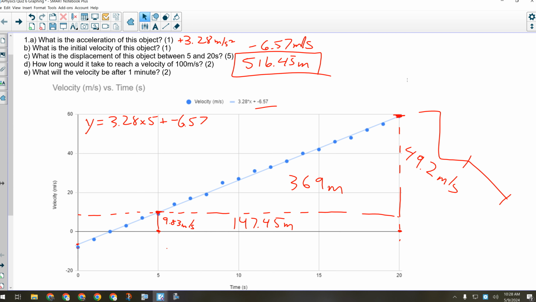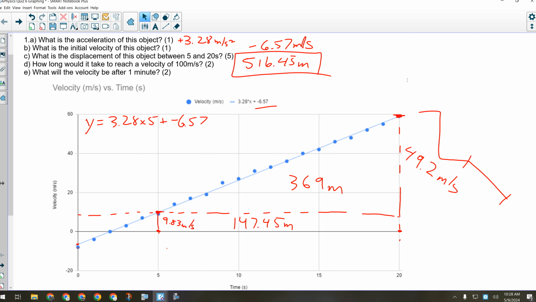All right, for D, how long will it take to reach a velocity of 100 meters per second? Sorry, I should ask, how many people have done D? What are they asking me for? They're giving me a y. They're asking me for x. How long will it take, right?